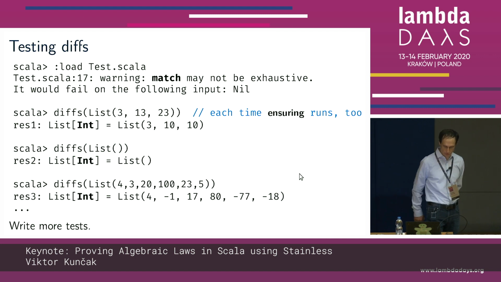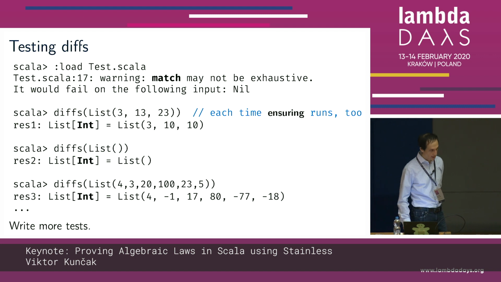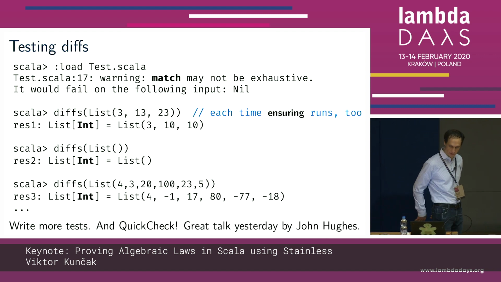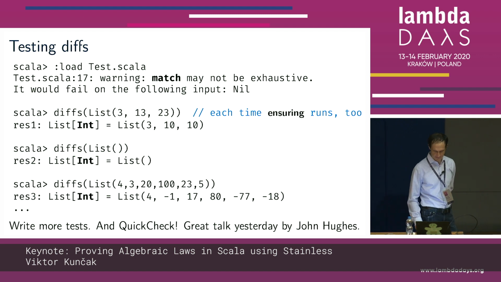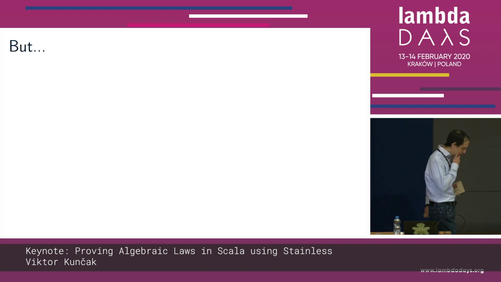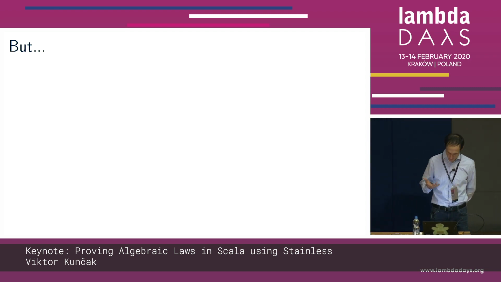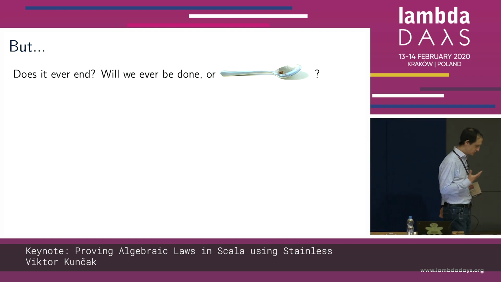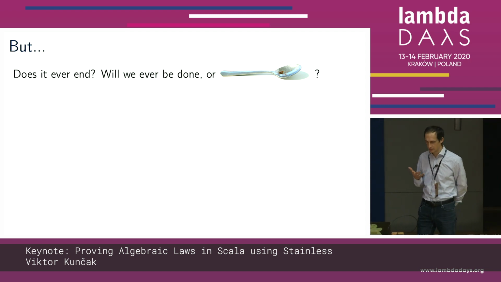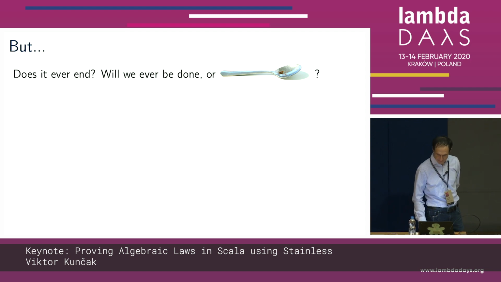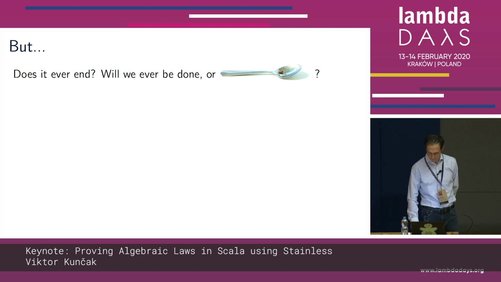And of course, you should write more tests, and you shouldn't stop at a manual test. You should use QuickCheck, like we have seen yesterday. But one question is, even with QuickCheck, when will you stop? When should you stop, right? Will you ever be done, or will there always be some little pieces of dirt left in your code?